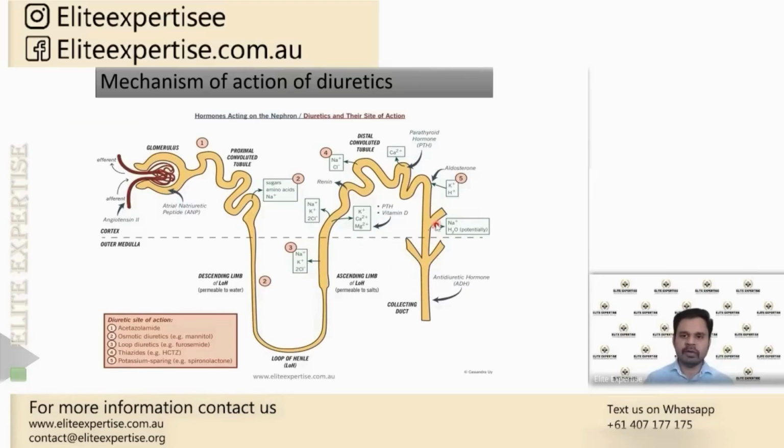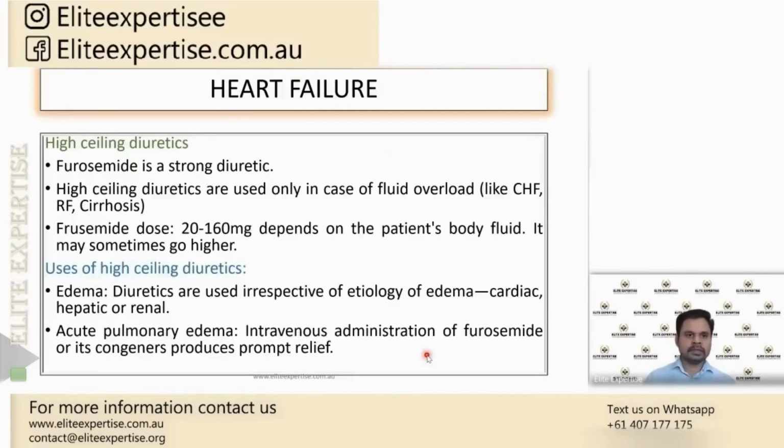The water or fluid which is present inside the lumen of the nephron will get excreted out. In this way, loop diuretics try to remove the excess fluid from the body. Now, here are the examples of the loop diuretics. These are the high ceiling diuretics, also known as high efficacy or loop diuretics. Furosemide, which is the strong diuretic.